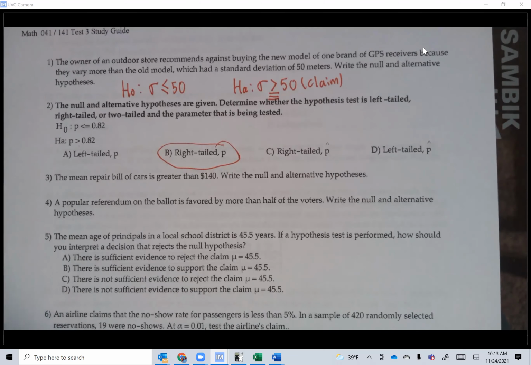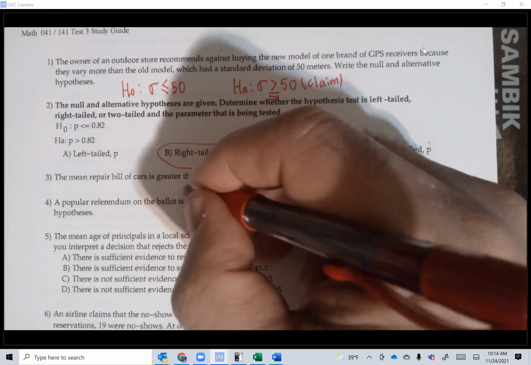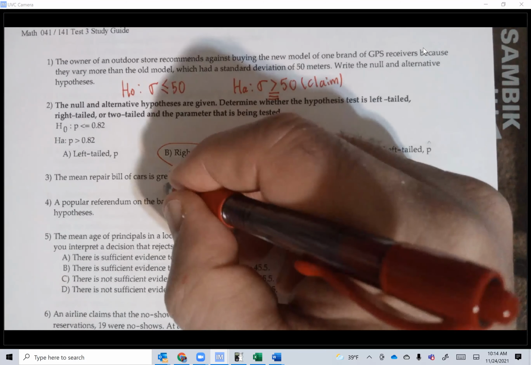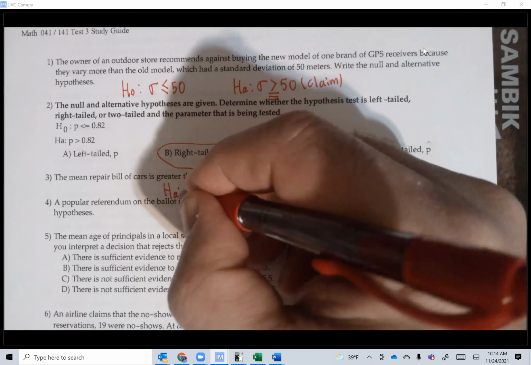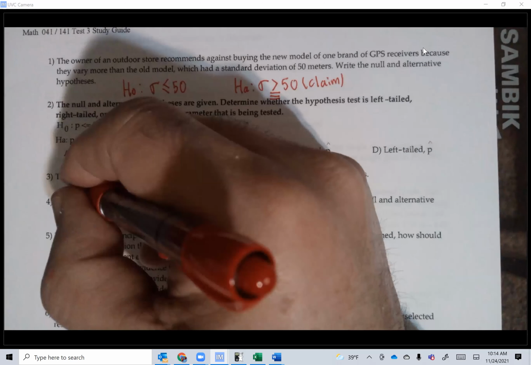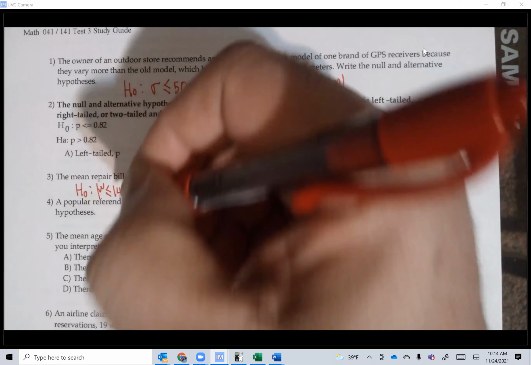The mean repair bill of cars is greater than 140, right? The null and the alternative hypothesis. That should be easy, guys. It's the mean greater than 140. And greater than must be in the alternative. So that will be HA. And HO would be mean is less than or equal to 140.